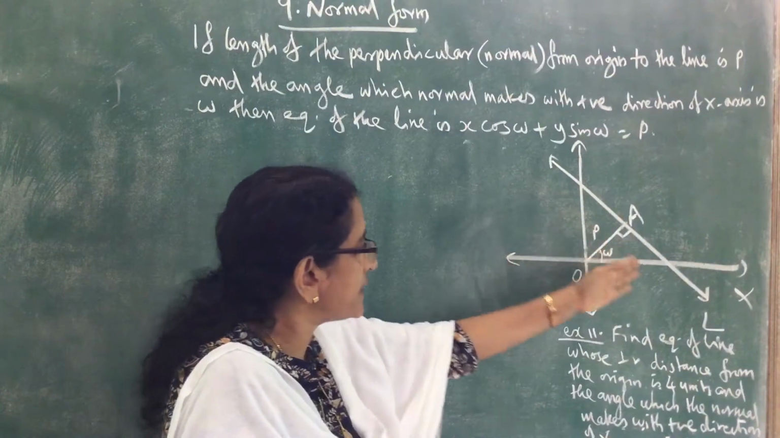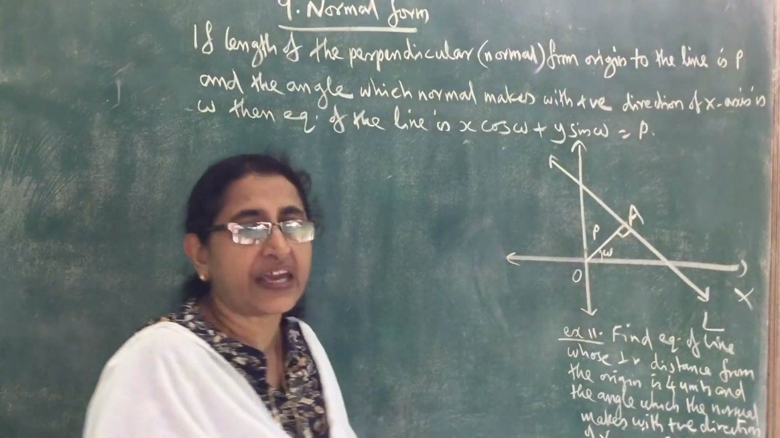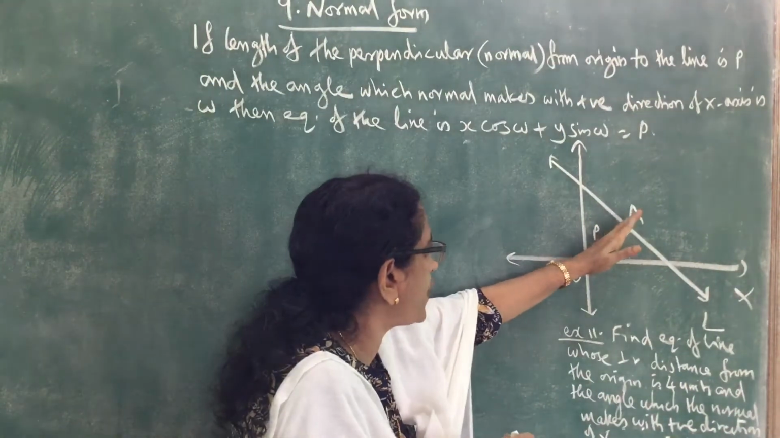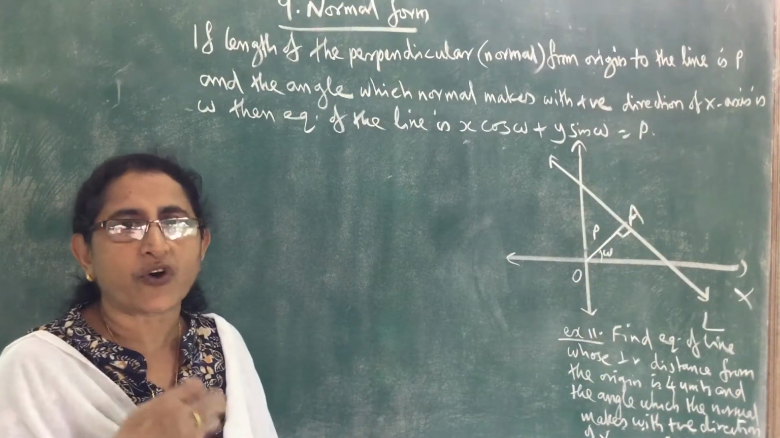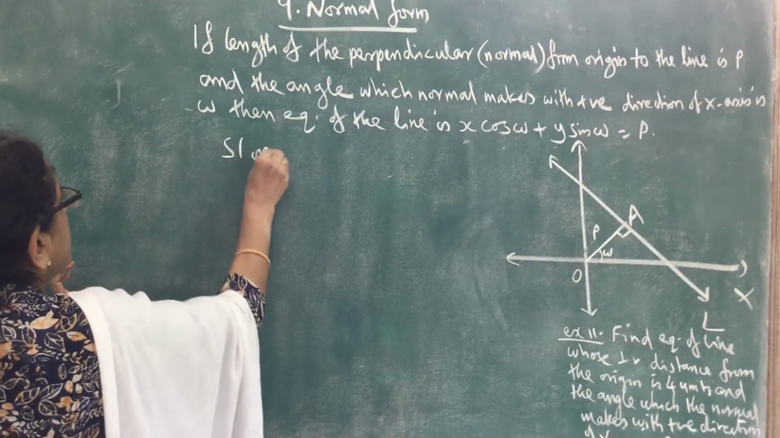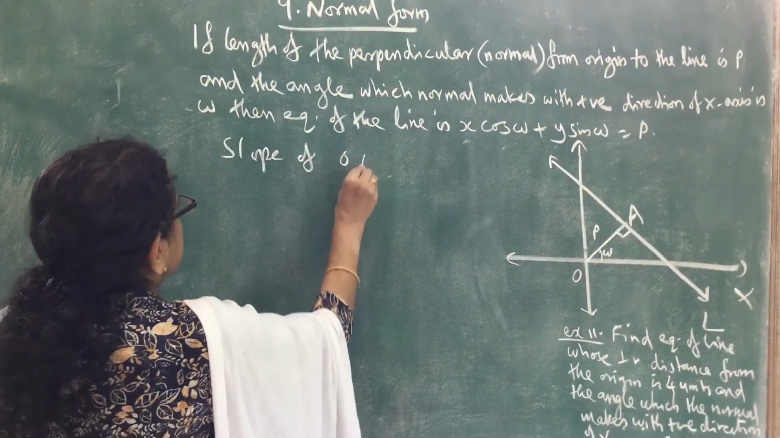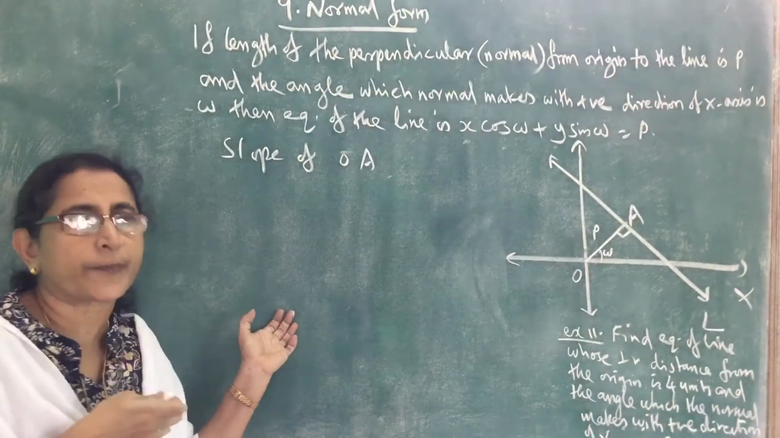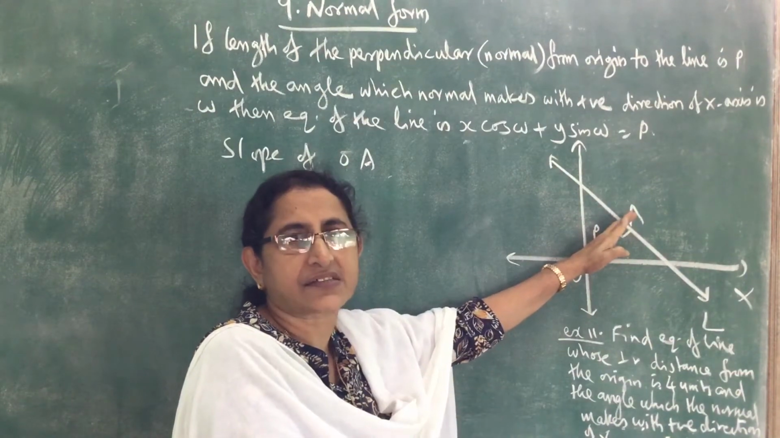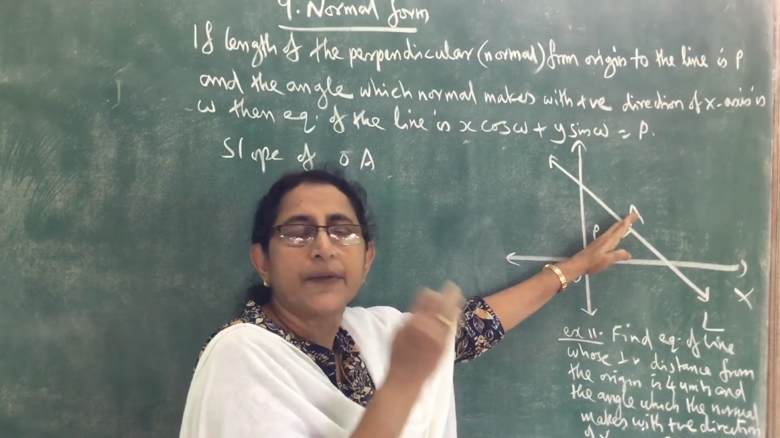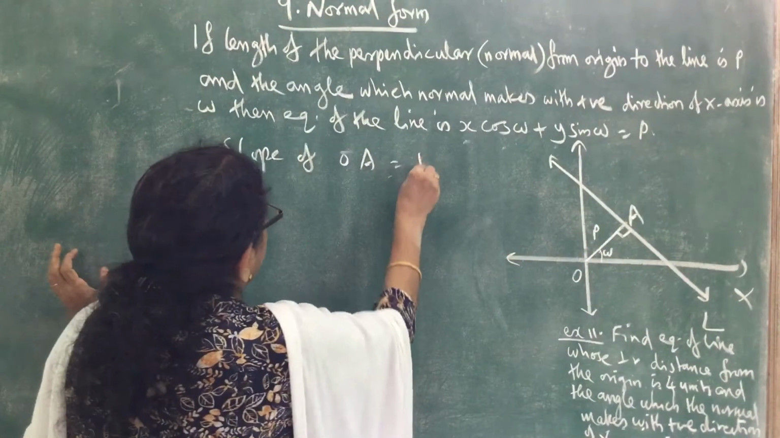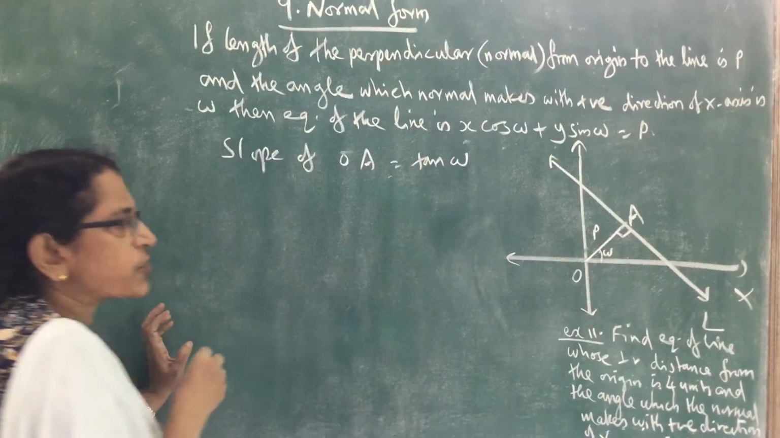Now consider this line and this length is given P, and therefore we know this perpendicular OA makes angle omega with the positive direction of x-axis. So what is slope of OA? Slope of the normal OA. This OA makes angle omega with the positive direction of x-axis. So what is slope of OA? That is tan omega. Here angle is omega. So slope of OA is tan omega.